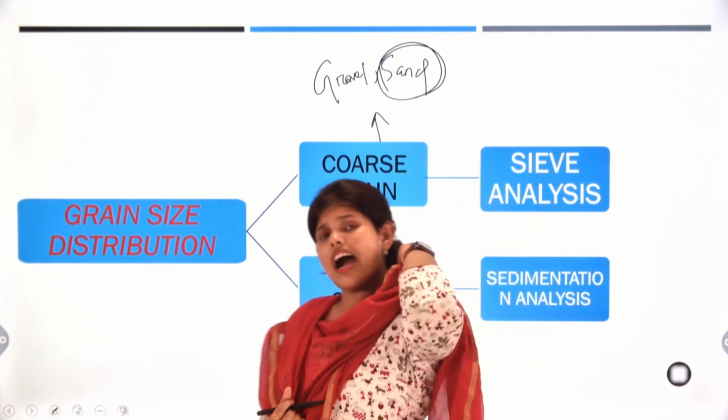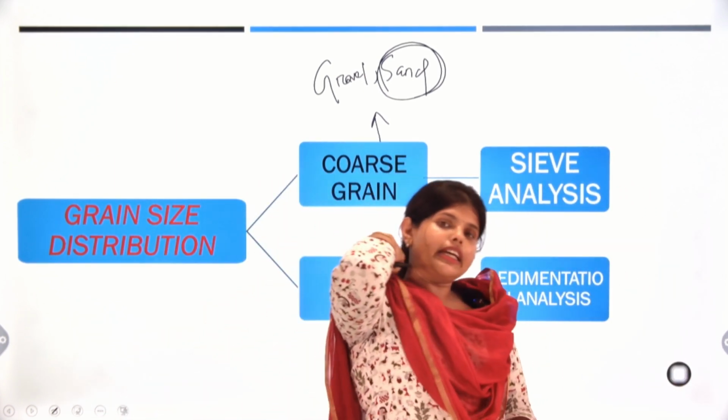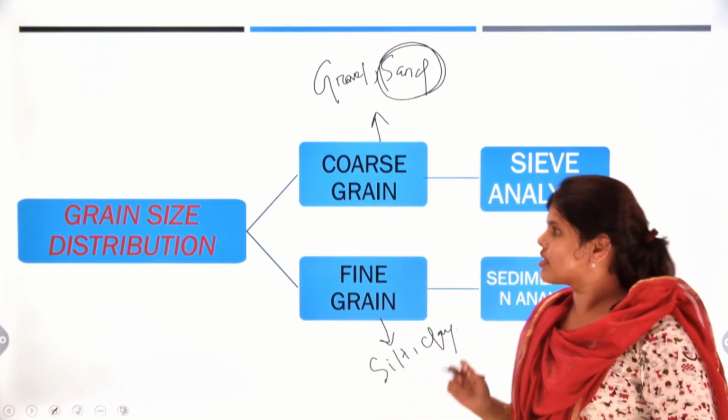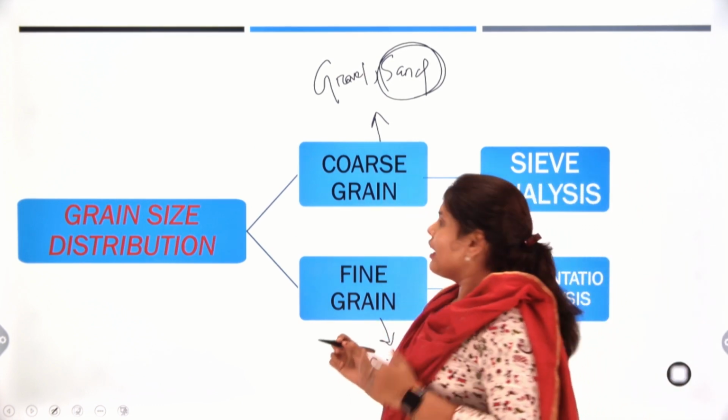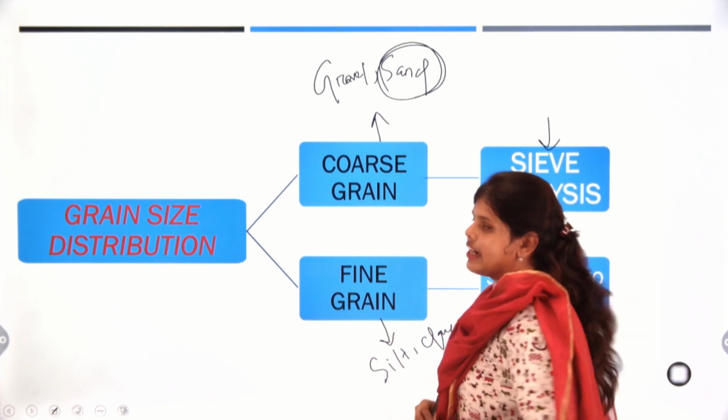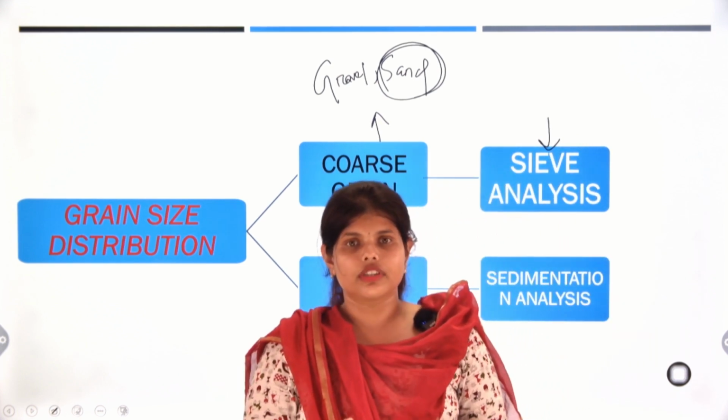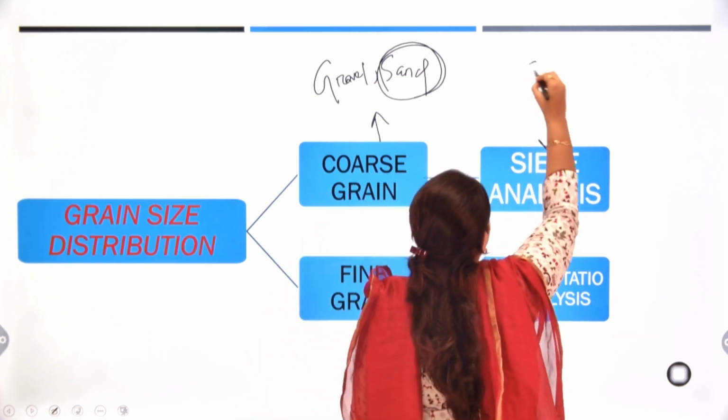So how do we differentiate these? In the case of coarse grain soil, we differentiate using sieve analysis. I have used this word, sieve. What is a sieve?